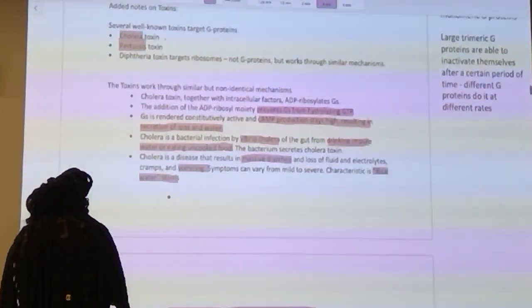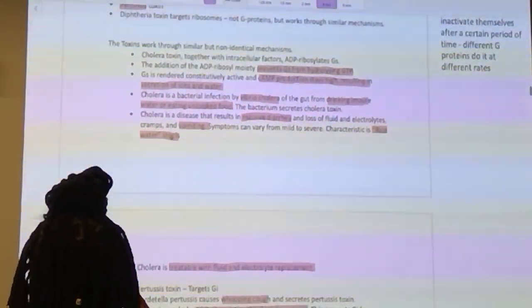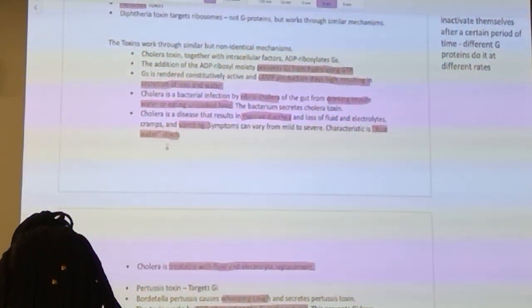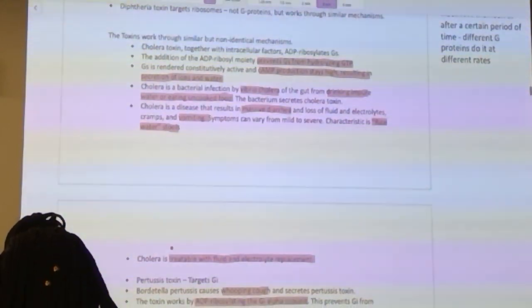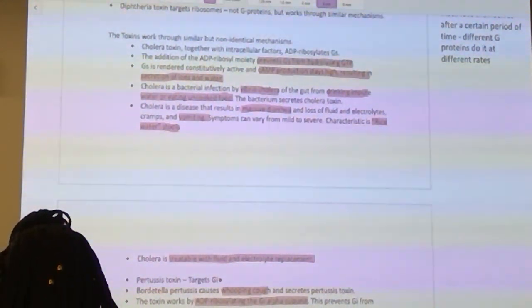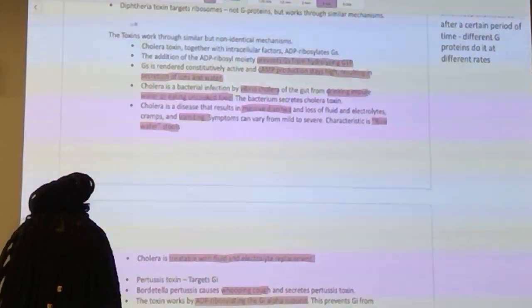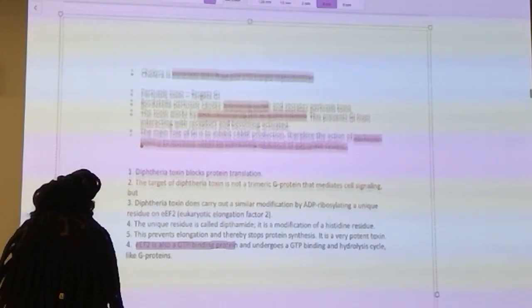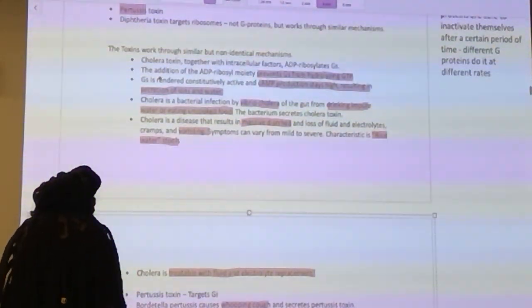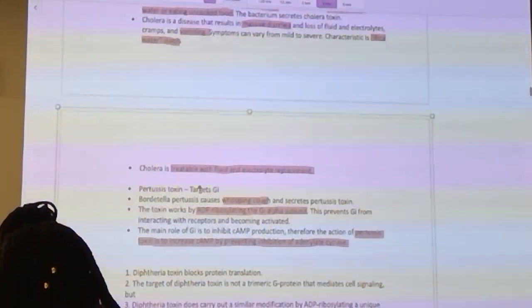So, cholera toxin and pertussis toxin. Cholera toxin makes an overactive Gs, and pertussis toxin makes a Gi that's not working. So for cholera, you're having constant signaling, and that causes diarrhea and stuff. And for pertussis, you're not able to turn on the inhibitor, so you'll have overactive secretions. But you just remember cholera, Gs, pertussis, Gi.